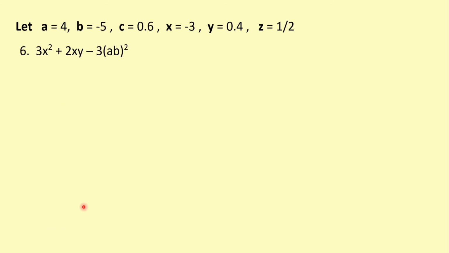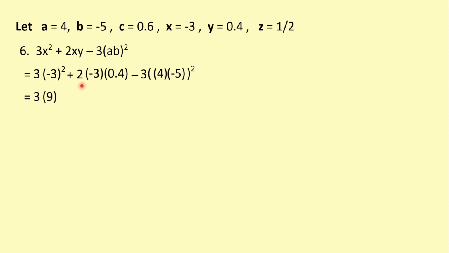Then number 6, 3x squared plus 2xy minus 3, quantity ab to the power of 2. Okay, meron na siya dito mga exponent. So ganun lang din, x is negative 3, so squared siya kasi squared siya dito, plus 2, then x natin is negative 3, y is 0.4, minus 3 times ab squared. So a natin is 4, b natin is negative 5, then raise natin tong dalawang to the power of 2. Then simplify. Negative 3 squared is 9.